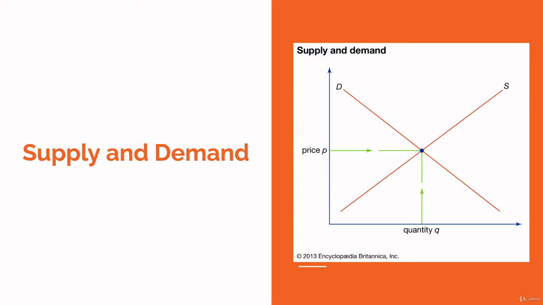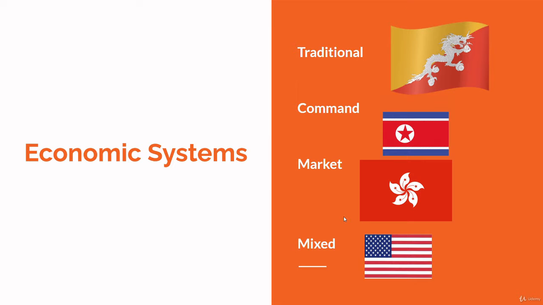However, the supply and demand environment and the economics of an area in general also heavily depends on the type of economic system in place. So what we are learning in this course mostly applies to market and mixed economic systems. So in a market economic system, there is no government intervention.